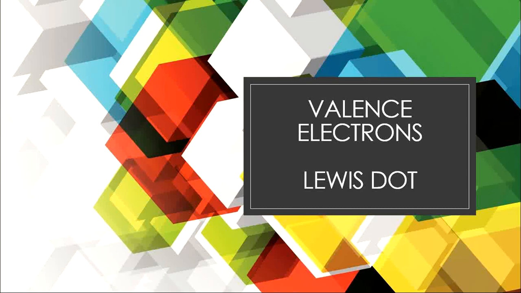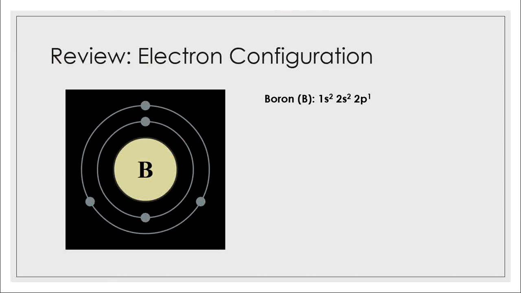In this video, we're going to discuss valence electrons and Lewis dot structures. Now let's review electron configurations before we talk about valence electrons. Here we have boron, and boron's electron configuration is 1s2, 2s2, 2p1.